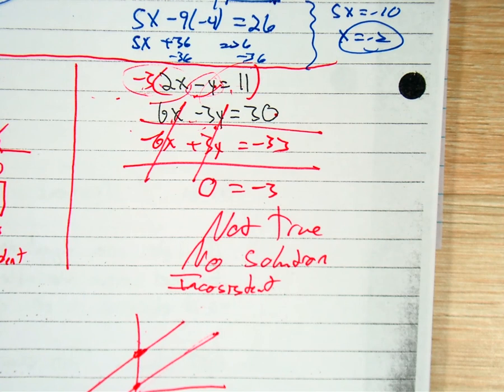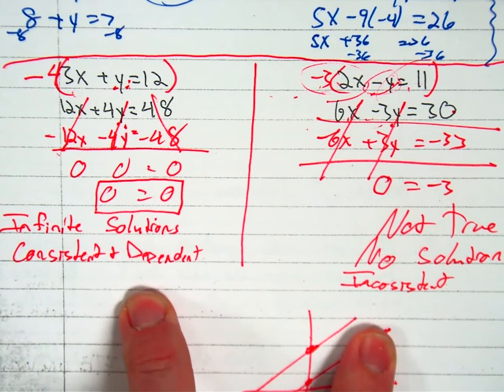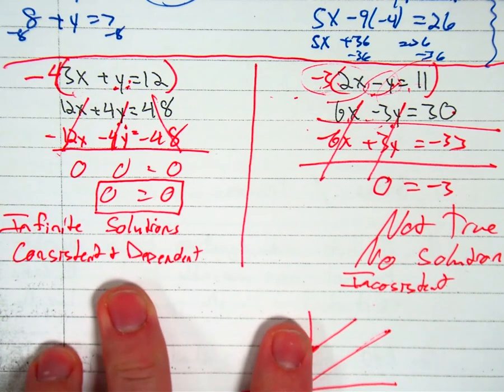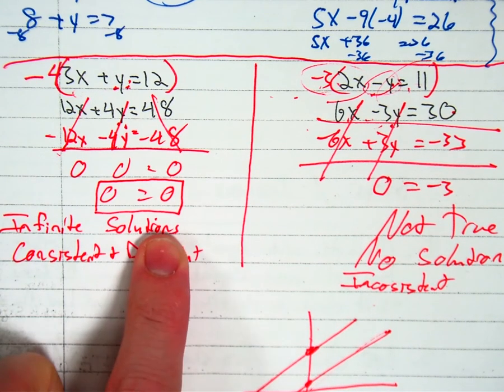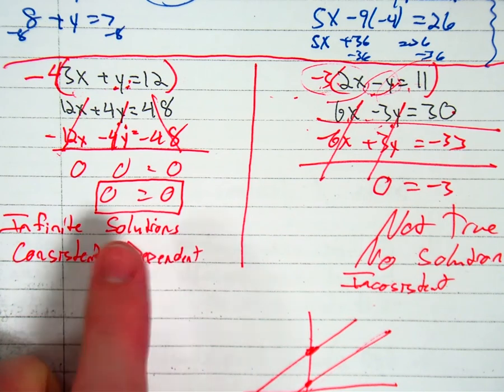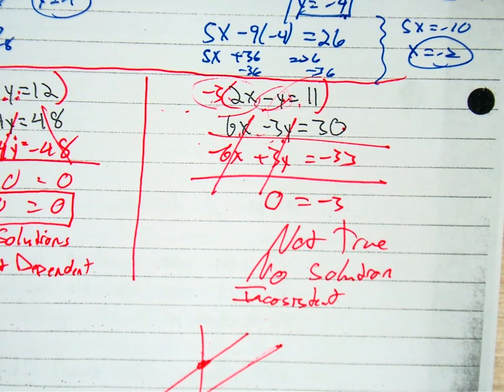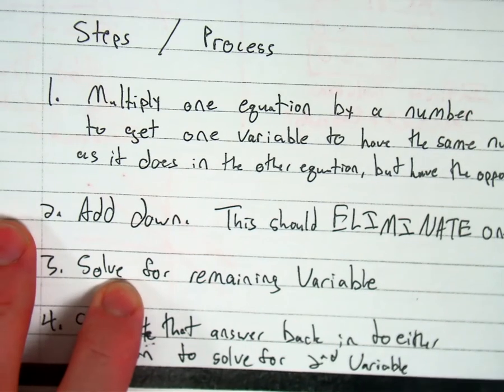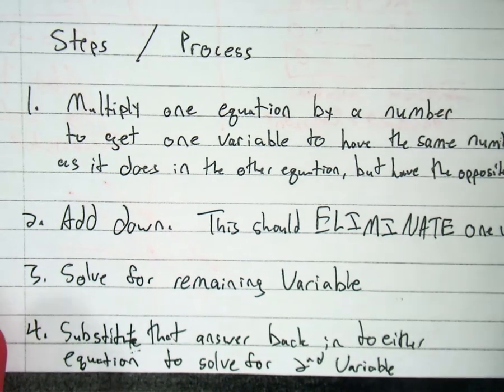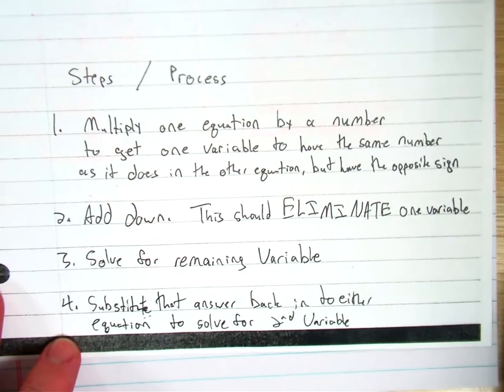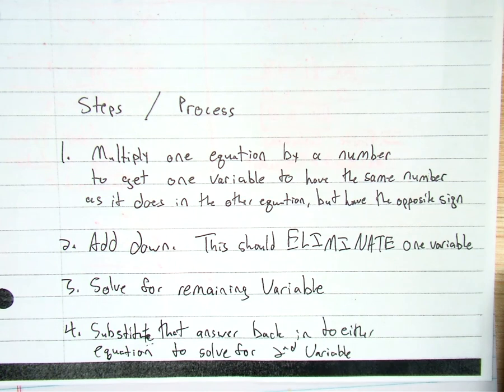So there you go, folks. Give them a shot. Be on the lookout for a few of those special cases where everything cancels out and we get 0 equals 0 or 5 equals 5. A true statement means infinite solutions, and a not true statement would be inconsistent. There's our steps and process again. If you want to, you could print this off. It's posted there for you. You could print that off, or if you just want to write that down instead, there you go, folks.